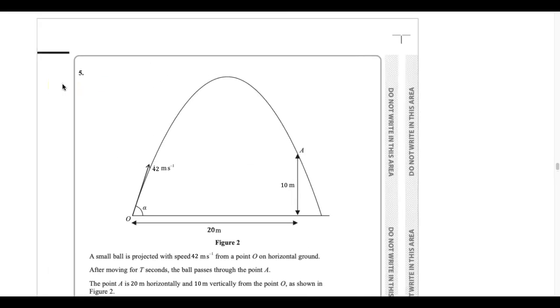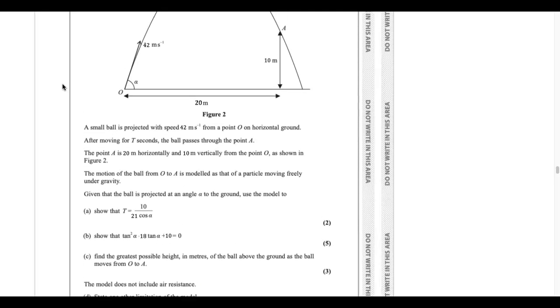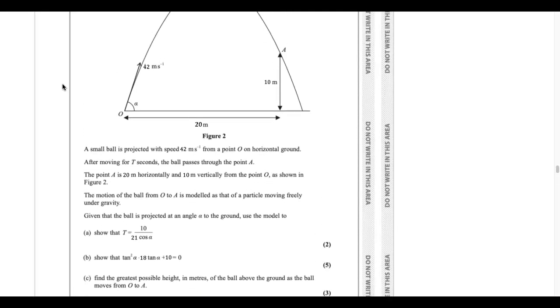Today we are going to be discussing question number 5 from June 23, paper 3, mechanics shadow series. So let's get started. We have been given the question. Let's go through the question quickly. This is what the question is, and it is of 11 marks.